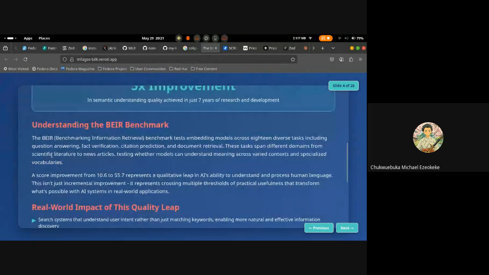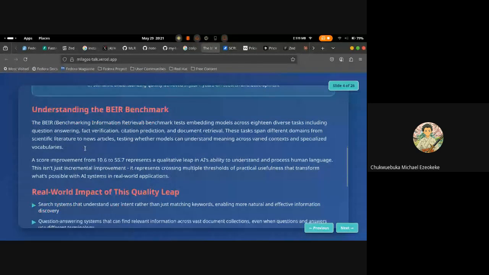So what does this benchmark do? The benchmark is used to evaluate embedding models across diverse tasks. There's question answering, where you ask the AI a question and it gives you a response, fact verification, citation prediction, and document retrieval, which can also fall under the concept of RAG. So you can see the scope from this.